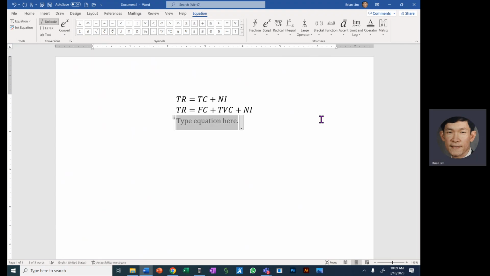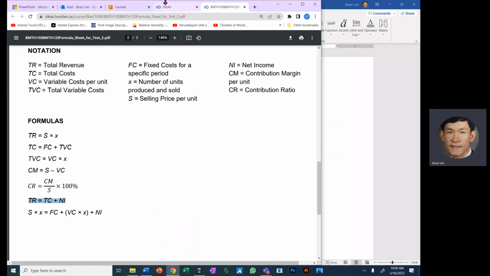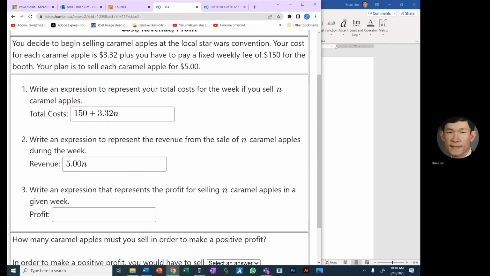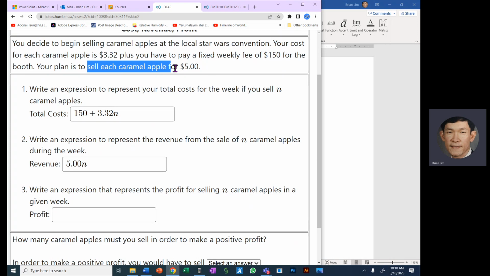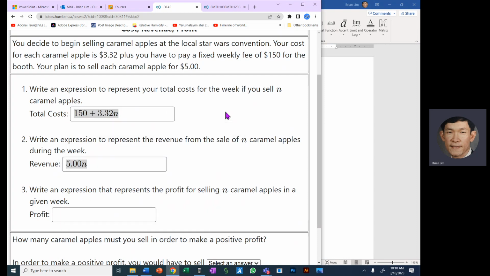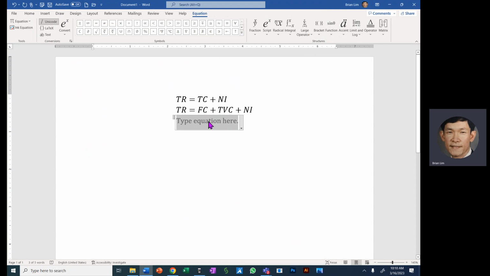And we can go further now. The total revenue is S times X, which in this case, the selling price is how much? Let's go back. The selling price is $5. That's the selling price for each, so it'll be 5 times n, which is what we have here. And the total cost is right here. We can copy this if we wish, just not to have any errors, and paste it in here.